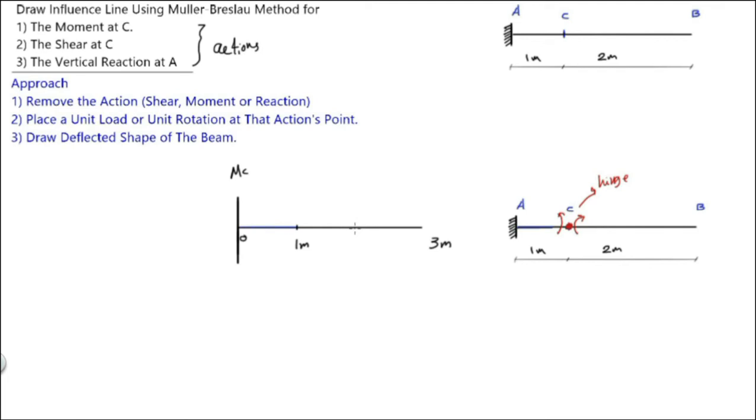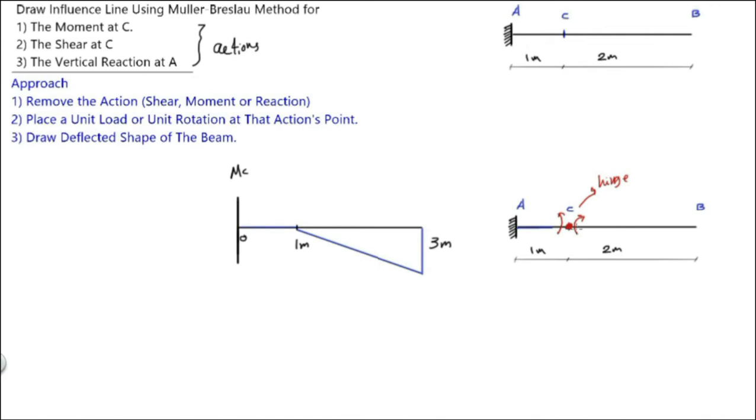But for this member, there is a free end here, and there is a hinge support here. And as you know, the hinge support allows the member to rotate. Since we placed a unit rotation here, the deflected shape will be like this. So this is the influence line for the moment at point C. Now we need to find this value here.